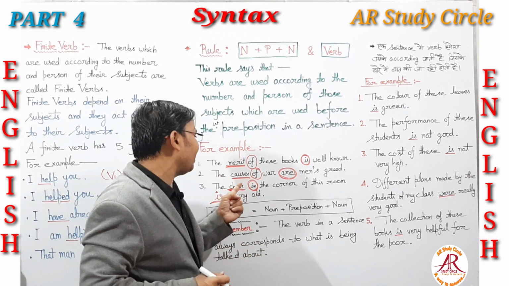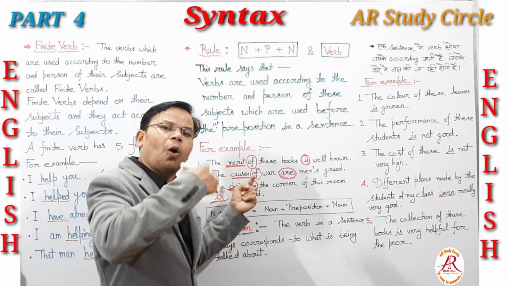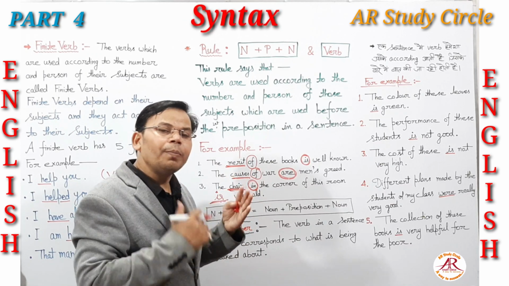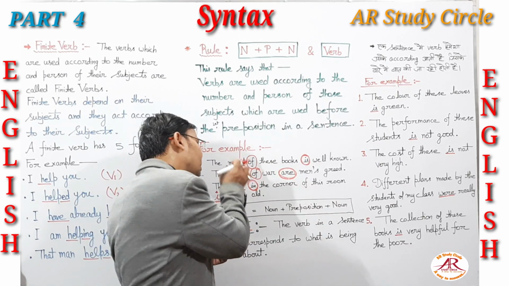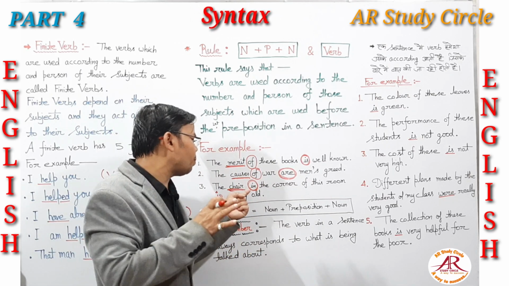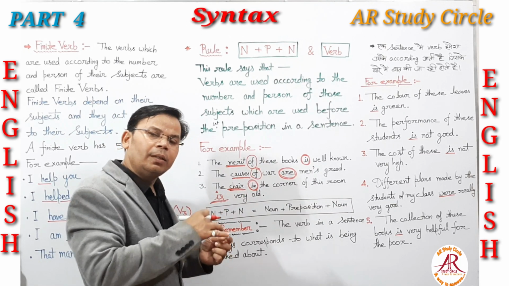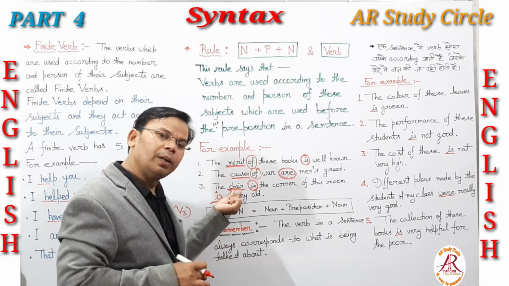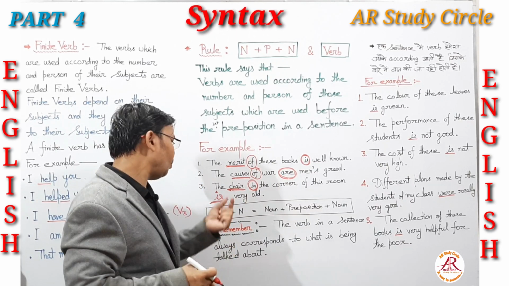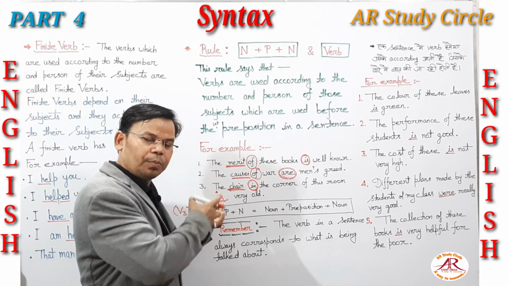And in the second sentence, the first preposition is of, and before of the noun is causes. So the verb is used according to this noun, causes. And in the third sentence, the first preposition is in, and before in the noun is chair. So the verb is used according to this noun, chair.